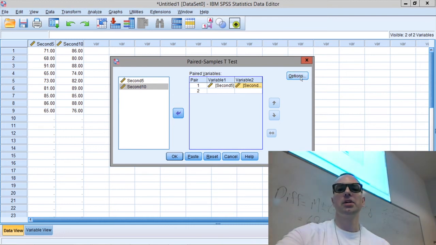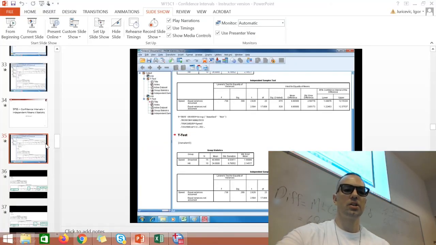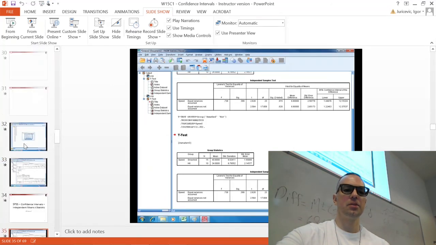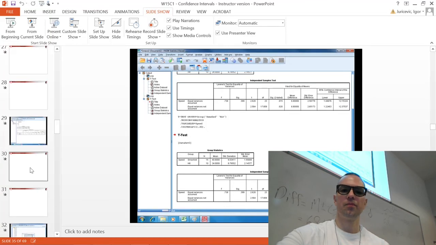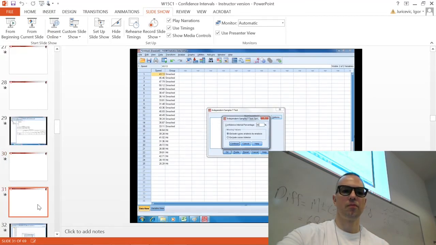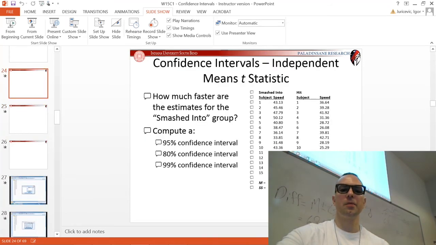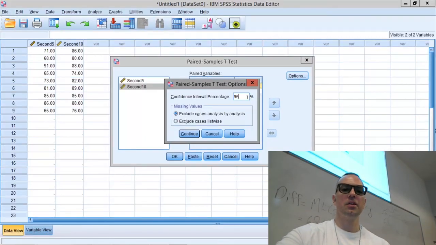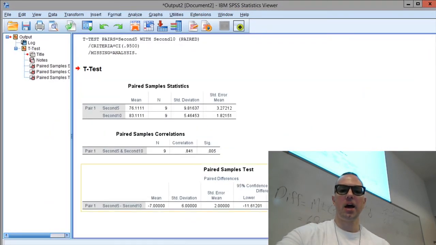but we're going to go to options, we're going to make sure that it's the first confidence interval that we want, which I believe is 95%. Where did my numbers go? There we go. So the first one we want is 95%. So we have 95%. We hit continue. We hit OK. And we have our confidence intervals. We have our t-test done here.